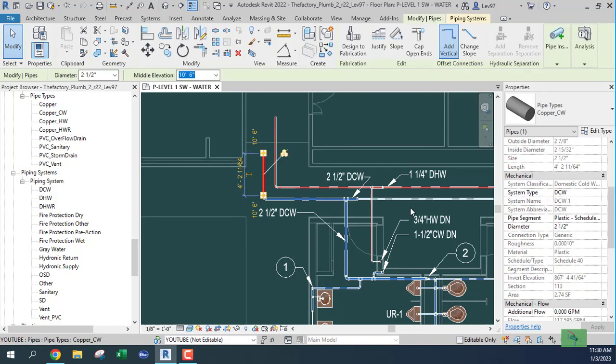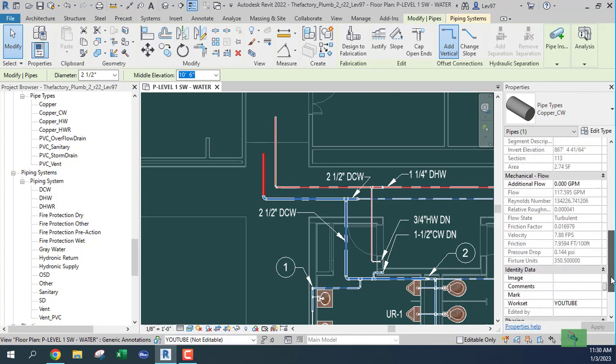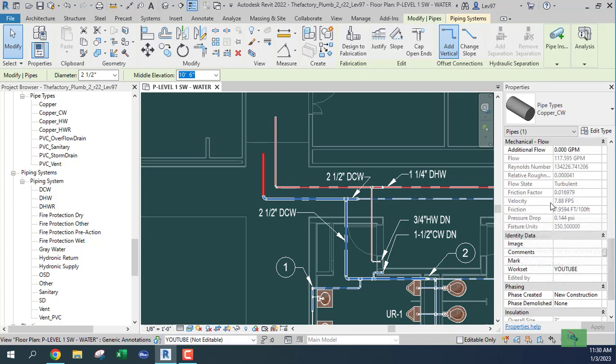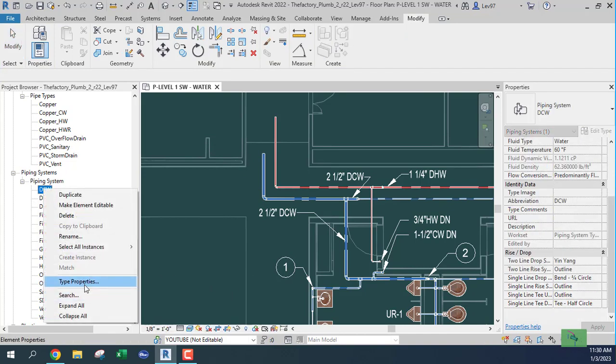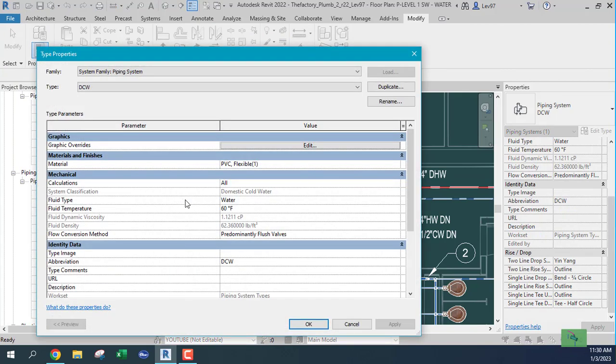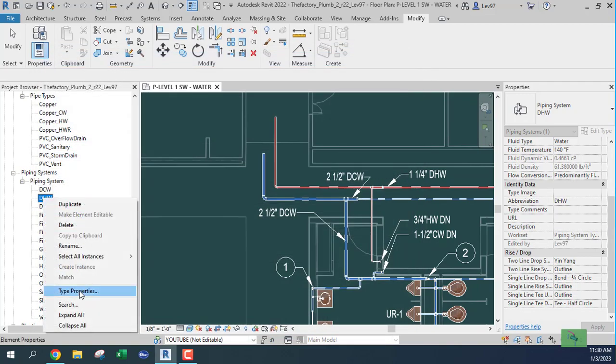But usually what I do is look at this number, the velocity. And I always like to keep my cold water between 6 and 8, which is standard for the industry, and the hot water between 3 and 5 feet per second. But it was fun just looking at what you need to do when you're setting up your systems. Be sure to set up your cold water and hot water and let Revit know what you're doing.